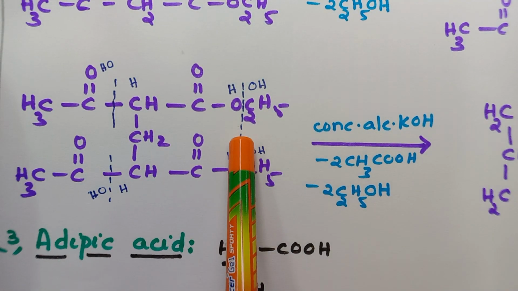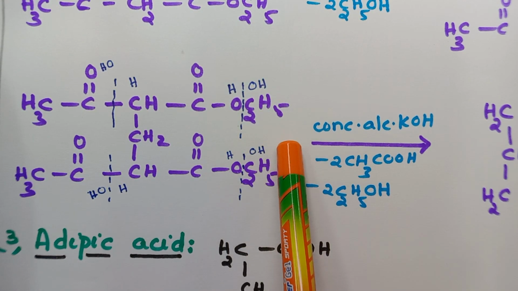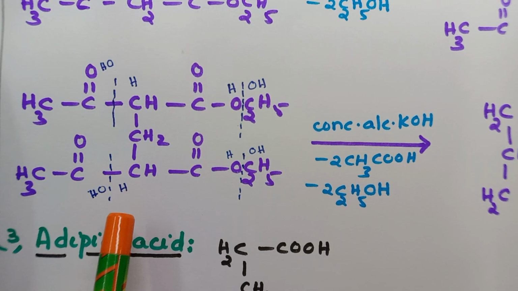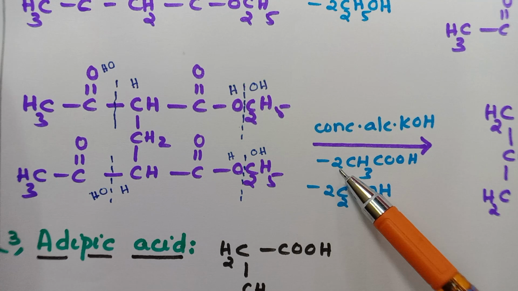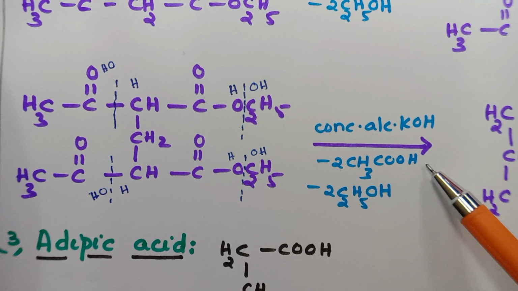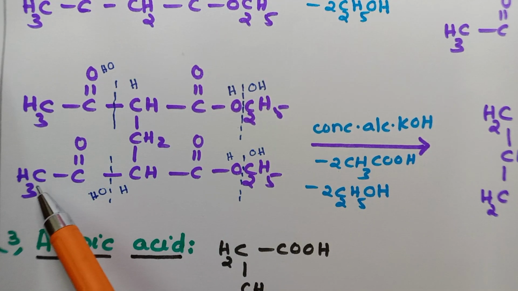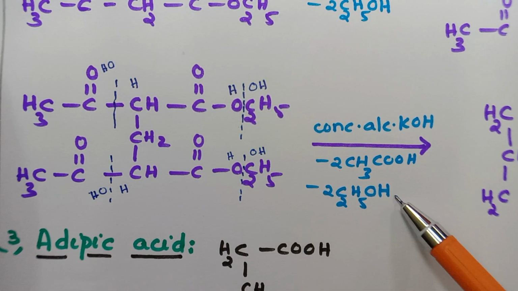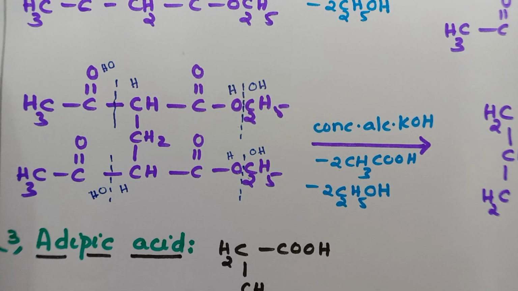Look here. This bond is broken, HOH. This bond is broken, HOH. Here this bond is broken, HOH. Here this bond is broken, HOH. So, you know, total minus 2 CH3COOH. Where are they coming from? Here 1 CH3COOH, here another CH3COOH. Next, minus 2 C2H5OH. 1 C2H5OH, second C2H5OH.